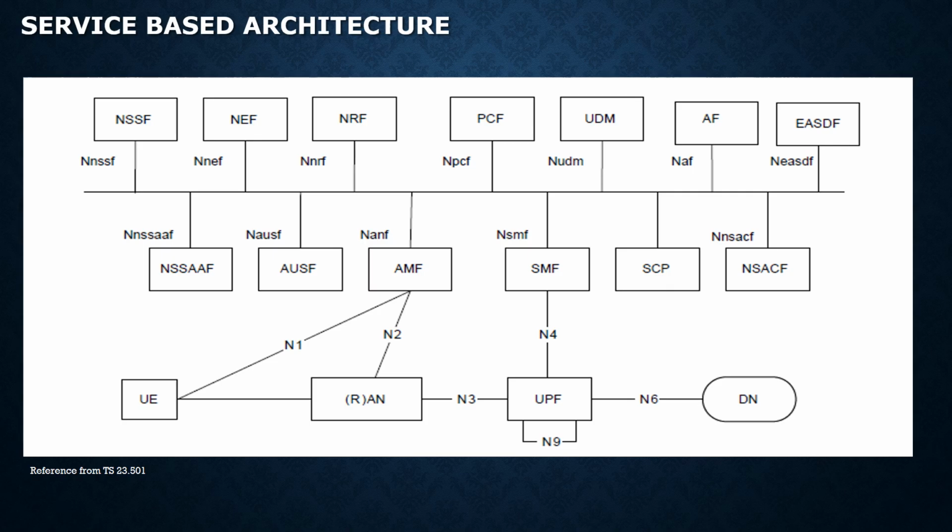What is the difference? Still, there are four network interfaces which are still point-to-point connected. So, for example, N2 is between AMF and RAN. It is the NGAP interface. It is on SCTP, and the other is N4, which is on PFCP. So these two interfaces are the ones which are still point-to-point. The rest are all SBI interfaces, meaning HTTP connectivity.